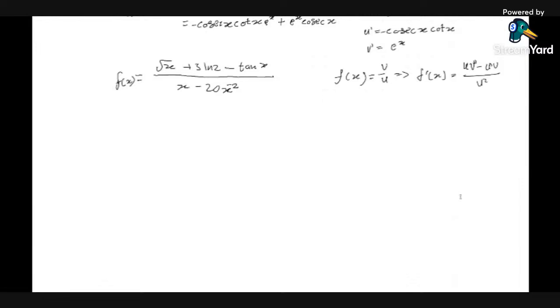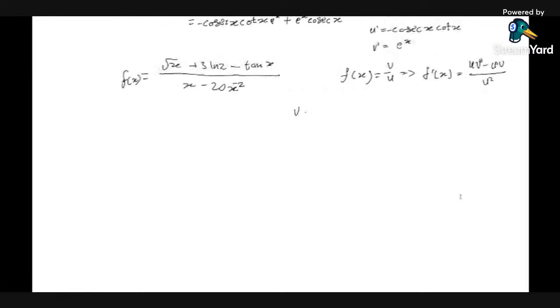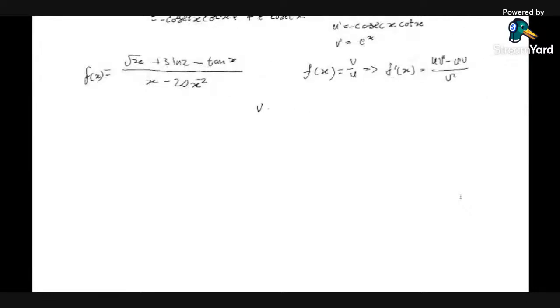So now v is given by, I made a mistake again, so I have to do this. Because now if I can move the screen, I want this to be the square root of x plus 3 ln of 2, which is just a constant, minus tan of x.